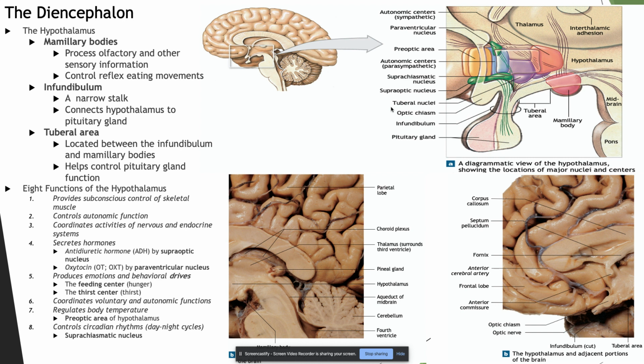The mammillary bodies possess sensory information, including olfactory sensations, and contain motor nuclei that control reflex movements associated with eating, such as chewing, licking, and swallowing. They are also involved in memory.